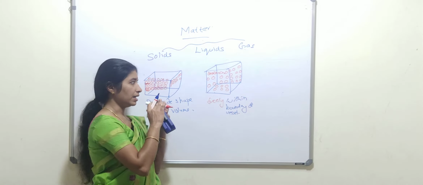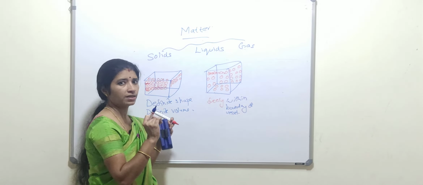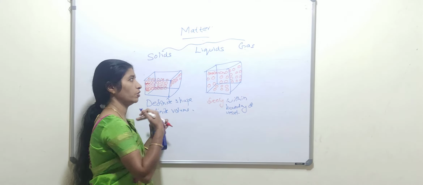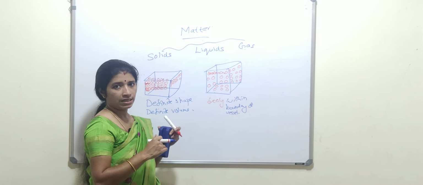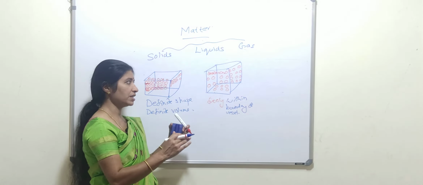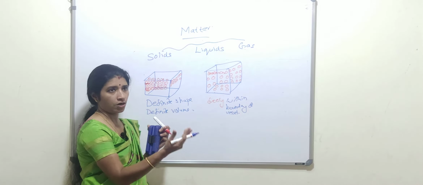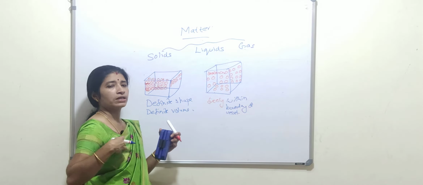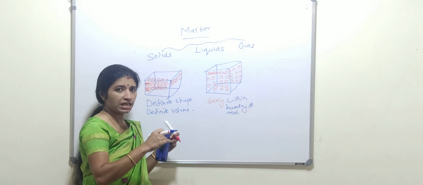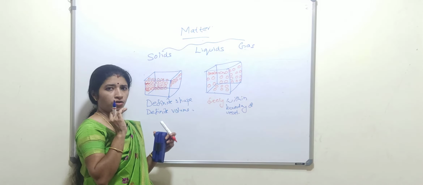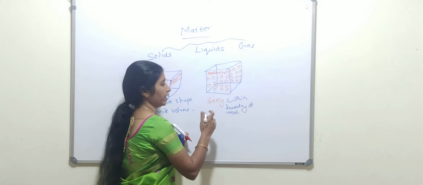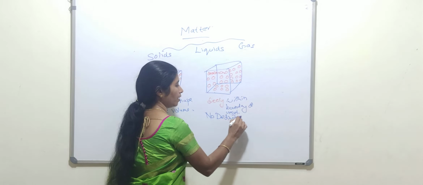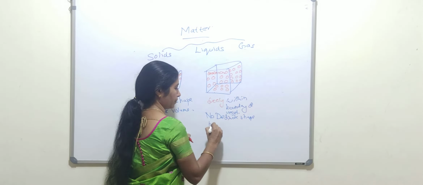Since they can move within the boundary, they have no definite shape. They acquire the shape of the vessel in which they are held. Say if we are holding water in a round vessel, then it acquires a round shape. If it is a cylindrical vessel, it acquires a cylindrical shape. So they have no definite shape, but they have a definite volume.